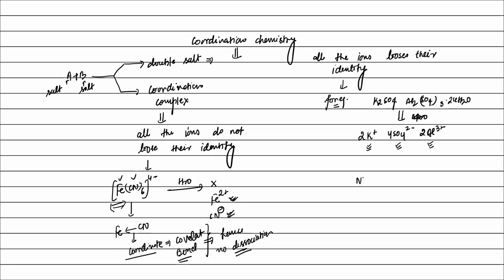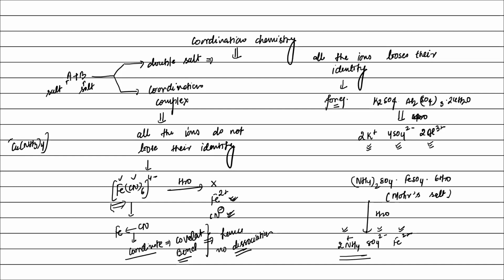Same example is (NH4)2SO4·FeSO4·6H2O. This is called Mohr salt. Mohr salt is also an example of a double salt. On dissolving in water, it will dissociate into 2NH4+, SO4 2-, and Fe2+. It means the solution of Mohr salt in water will give the test of ammonium ion, SO4 2- ion, and Fe2+ ion.